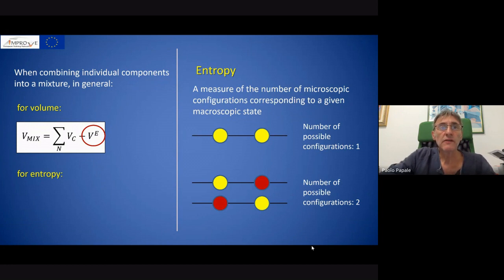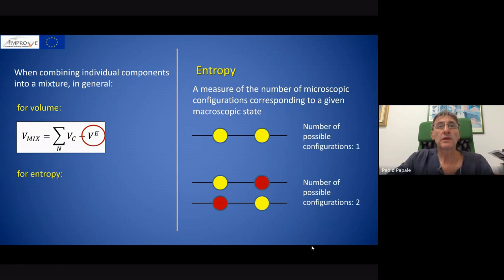In such a case, the two situations where the red ball is placed to the left or to the right are distinguished. The macroscopic system made of one yellow and one red ball now has two possible microscopic configurations. Therefore, the entropy of this system is 2.